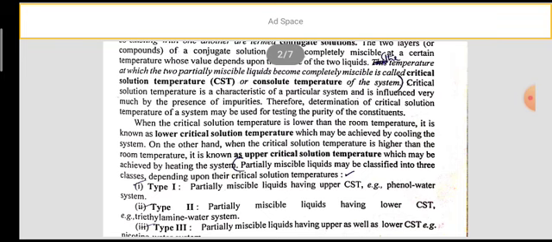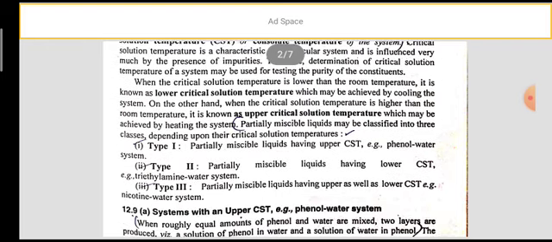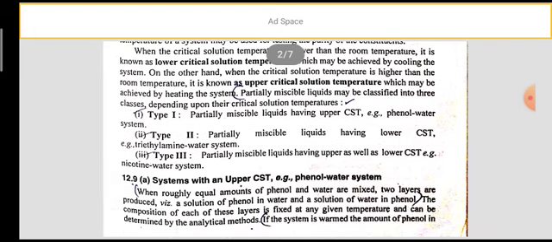Partially miscible liquids may be classified into three types depending upon their critical solution temperatures. Type 1 is partially miscible liquids having an upper CST, for example the phenol water system. Type 2 is partially miscible liquids having a lower CST, for example the triethylamine water system. Type 3 is partially miscible liquids having upper as well as lower CST, for example the nicotine water system.